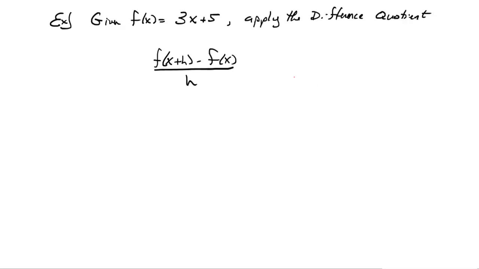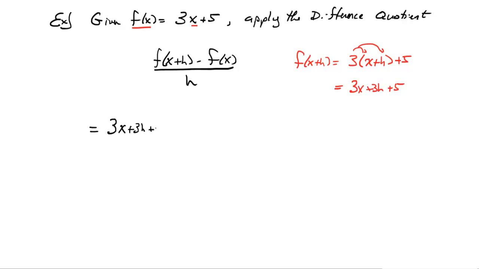The first thing I like to do is find f of x plus h. I like to do that over here on my right. And notice everywhere in f, I see an x, I plug in x plus h. So I'm going to have 3 times x plus h plus 5. Distributing out my 3, we're going to have 3x plus 3h, all plus 5. So now I'm going to have 3x plus 3h plus 5. That's my f of x plus h.